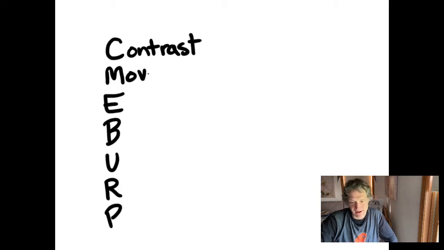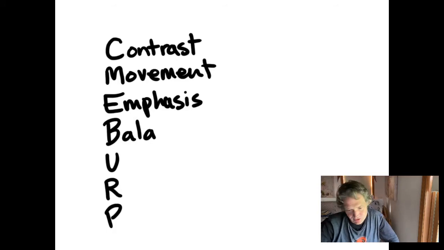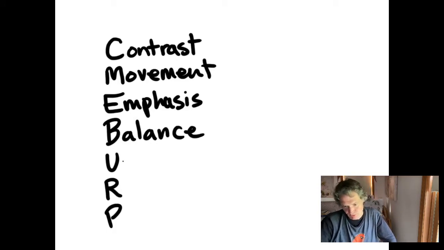Hello, everybody. We're going to continue to look at the 7 principles of art and design, the 7 laws of art. But I feel like yesterday I was trying to do too much too fast. So today we're going to slow it down and just look at the first three laws in order: contrast, movement, emphasis, balance, unity, rhythm, proportion.